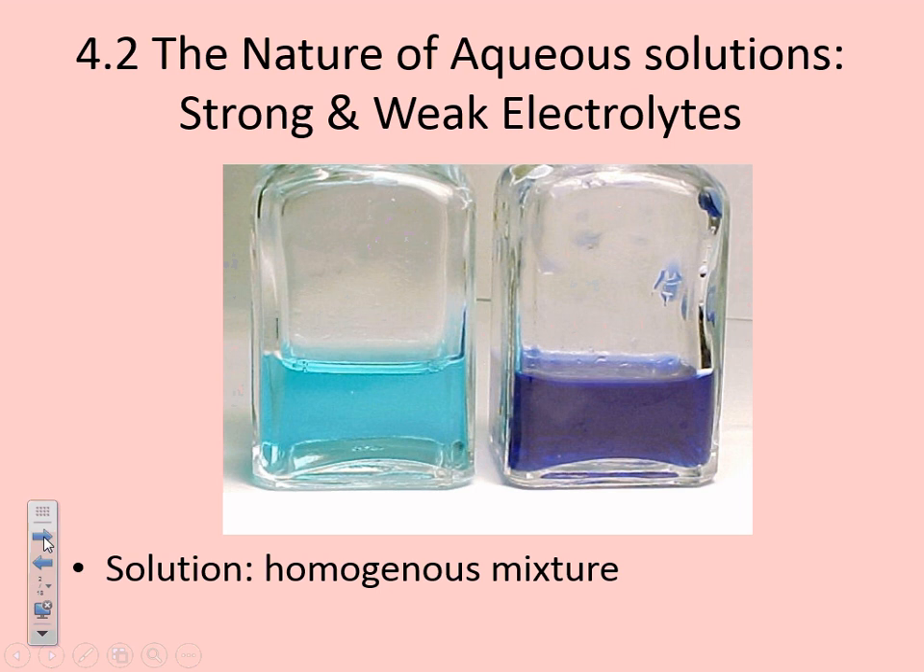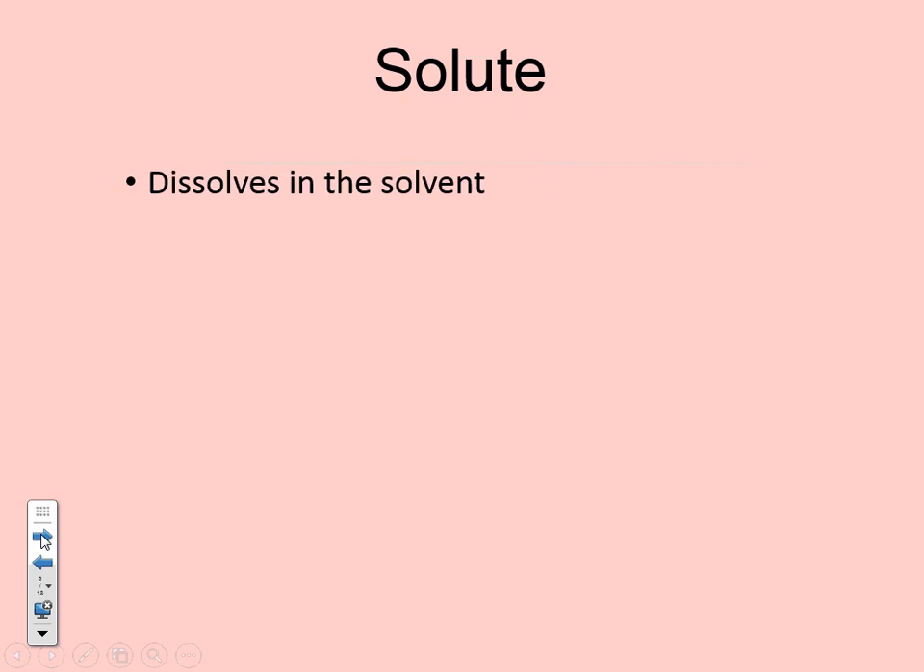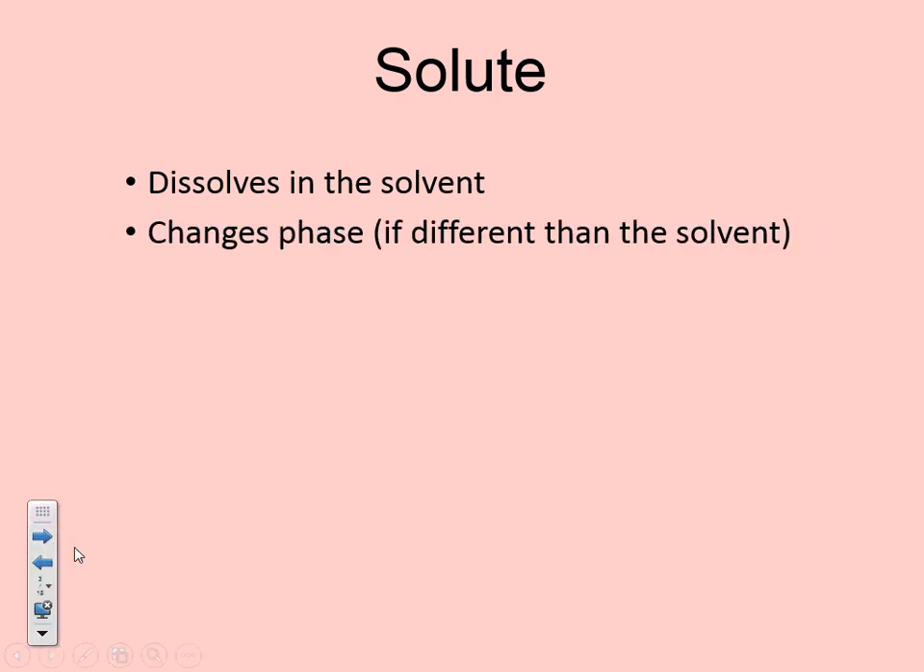So a solution is a homogeneous mixture, which means it looks the same throughout. So both of these are homogeneous. They do have color, but they are the same throughout the solution. The solute dissolves in the solvent.